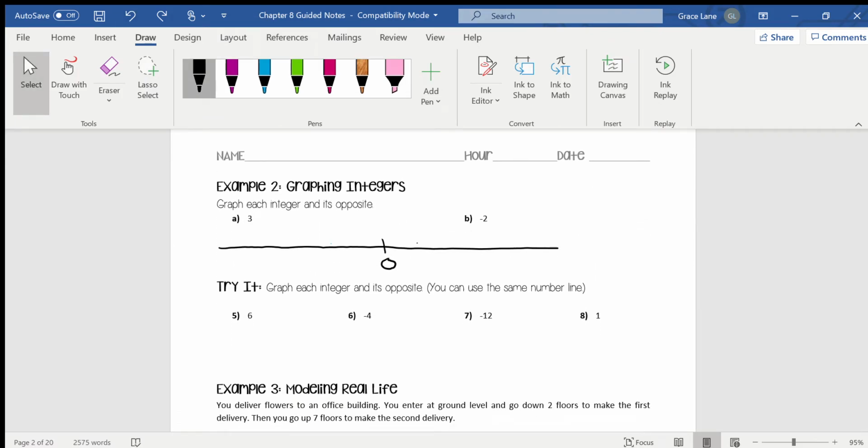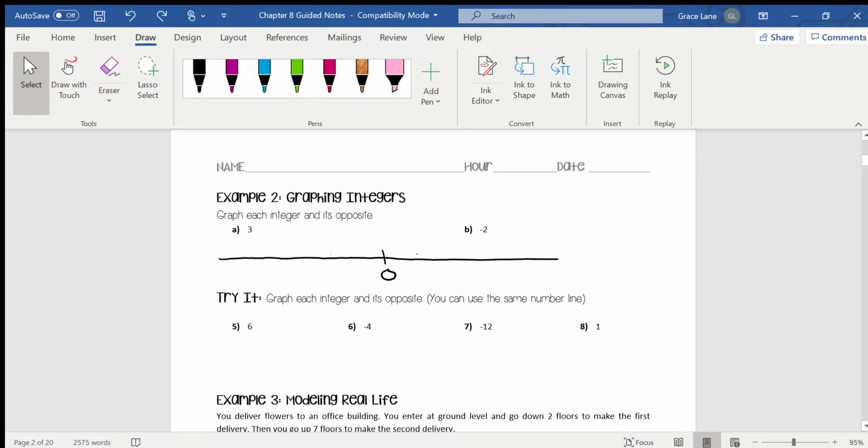Okay. Going up to the right, we have one, finally 2, 3, 4, and then going down with the negative integers from 0. It kind of seems like it counts backwards a little bit, but negative 1, negative 2, negative 3, negative 4.